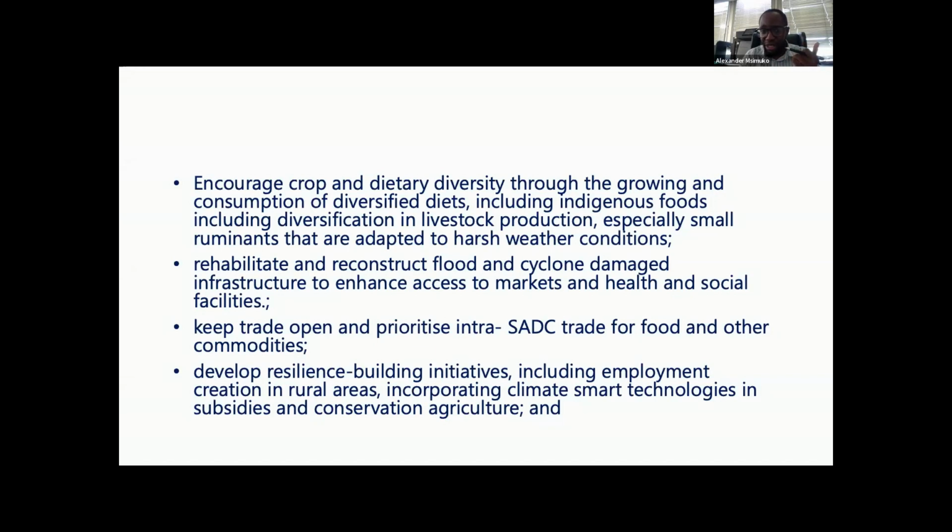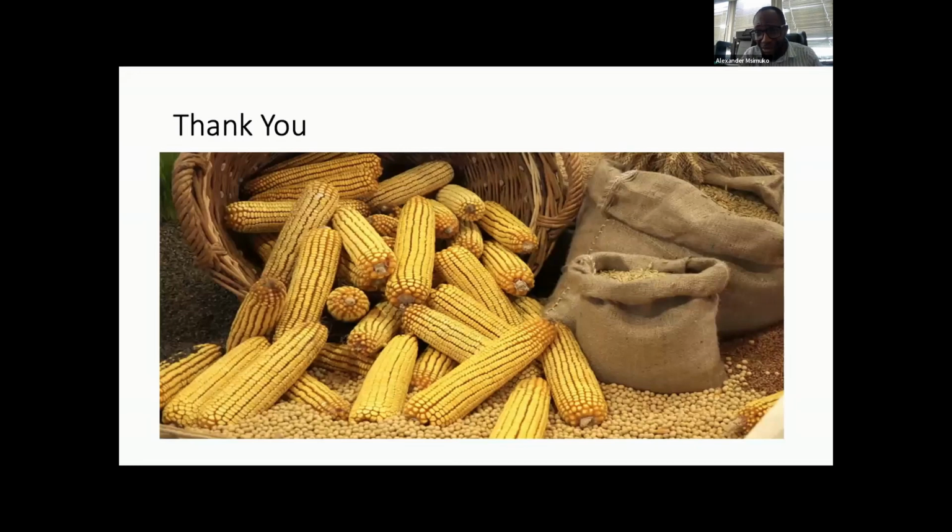Of course, there are a number of countries that have been affected by cyclones, Madagascar and Malawi, where thousands of people were affected. We're recommending raising funds to rehabilitate and reconstruct flood and cyclone damaged infrastructure, keeping open trade priorities, as well as developing resilience building initiatives. Okay, I was just trying to stay within the 10 minutes, but generally that's what we see, and that's what we're recommending in terms of what the food access situation looks like in the region.